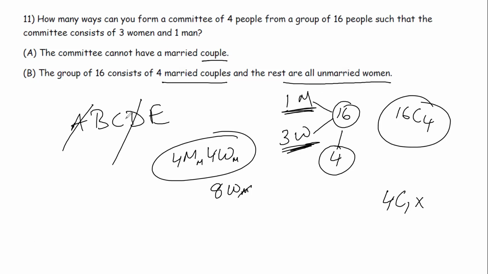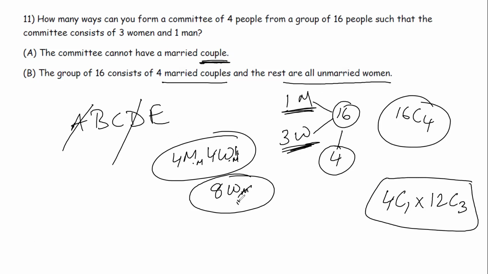Now the B information tells us the breakup that there are 4 married men, 4 married women, correct? Meaning there are 4 couples and there are 8 women who are unmarried. So it tells us the breakup, right? But it does not tell us this condition that the committee cannot have a married couple. Now that's an important condition because without that condition, my answer would have been 4C1 into 12C3, since there are 12 women in total and 4 men. Because selecting 3 women and 1 man, yeah. So this is my answer.